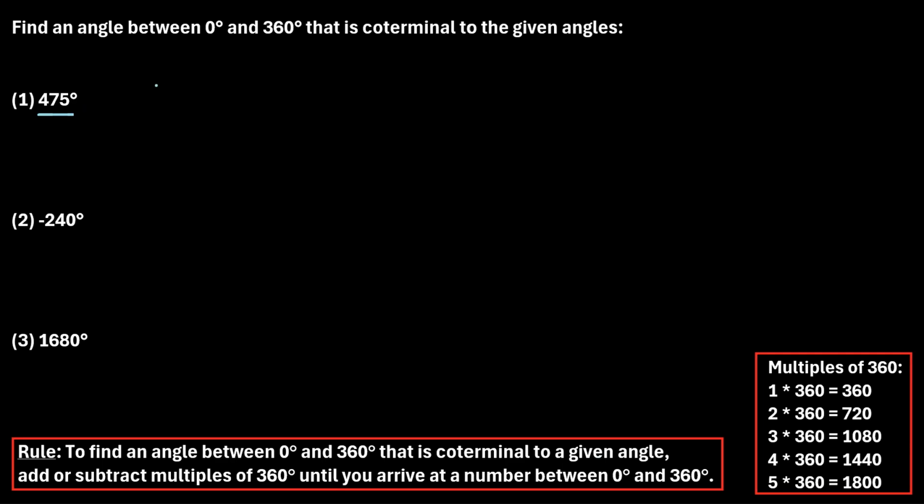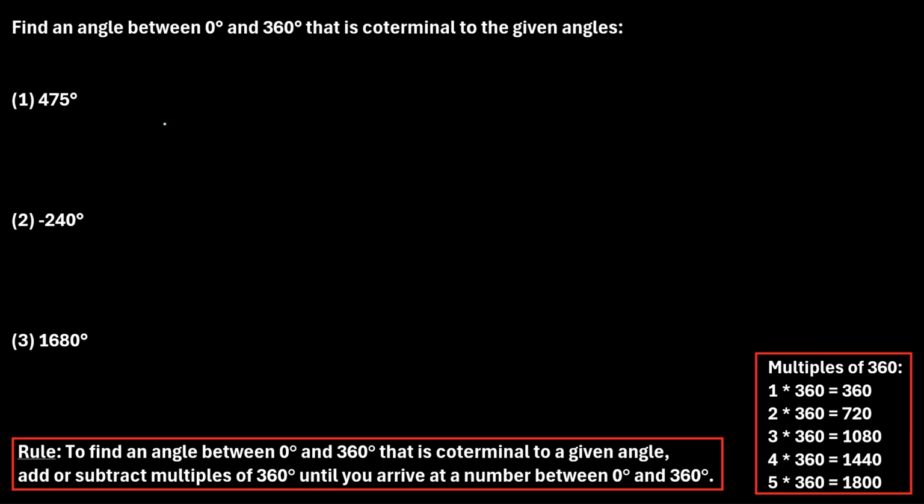We want to find an angle between 0 and 360 that is coterminal to 475 degrees. Well, 475 degrees is greater than 360 degrees, so we know that we'll have to subtract some multiple of 360 in order to get in between this range of 0 and 360. So I've written out some multiples of 360 right here. All we have to ask ourselves is how many 360s would go inside of 475? Well, that would just be 1.